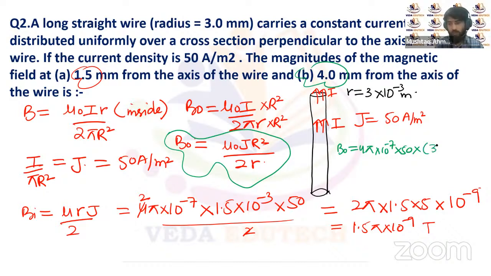That will be 3 into 10 to the power minus 3 whole square, upon 2r. The distance at which you have to calculate it is 4 mm, that will be 4 into 10 to the power minus 3. Now you can just evaluate these values for the magnetic field outside the cylinder. So this is how we can calculate the magnetic field inside the cylinder as well as outside the cylinder. We discussed this in the last lecture as well.